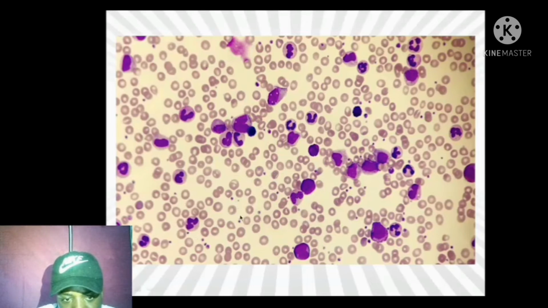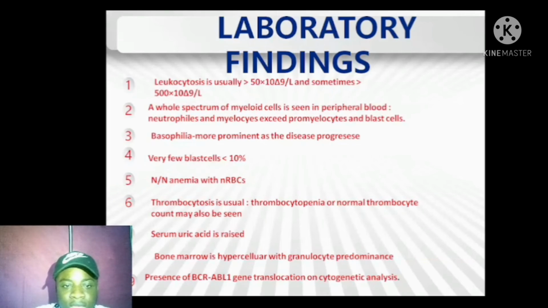And you see the platelets here, thrombocytes. The platelets are the smaller ones here, lots of them. The smear is hypercellular. You see the RBCs, a lot of them. But here, what we are looking for is the blast cells, the immature cells.